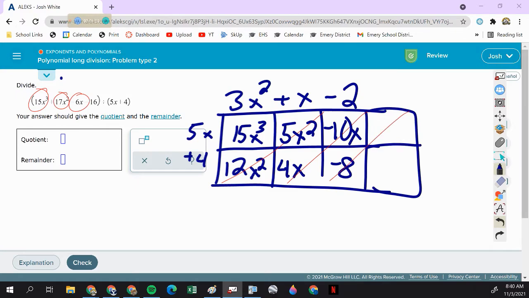Those two need to add up to be negative 16. So I have negative 8. I need to create a negative 16, which means I need an additional negative 8. And I can't take a 5x out of that, so that is my remainder. Remainder, negative 8. So my quotient is 3x squared plus x minus 2, and then my remainder would just be negative 8. Does that make sense?